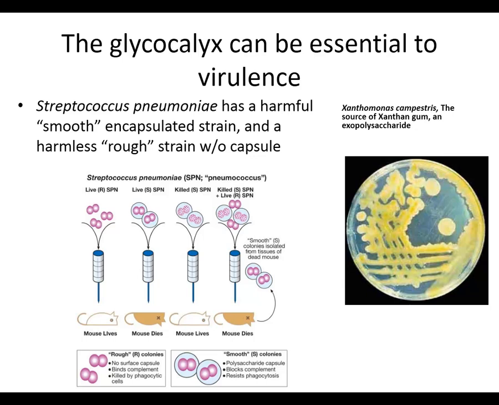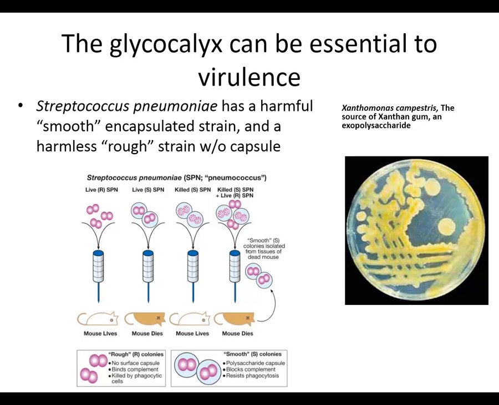So, the glycocalyx can be essential to virulence. In other words, do you understand the term virulence? This is a term I haven't used before. It basically means deadliness, yeah? It means nastiness. In other words, ability to make you sick, right? So, as it turns out, Strep pneumo has two different kinds of strains, the R strain and the S strain. R is for rough, S is for smooth.